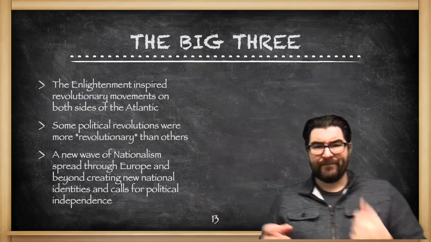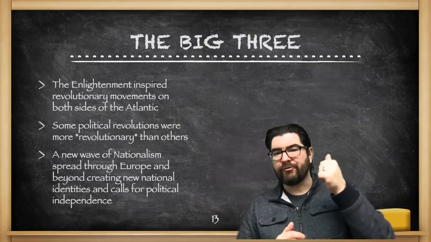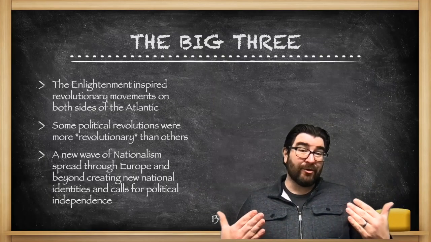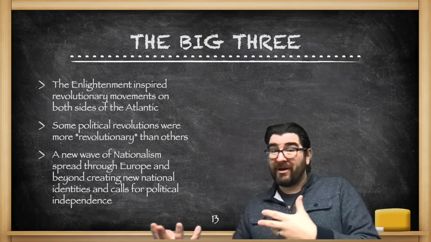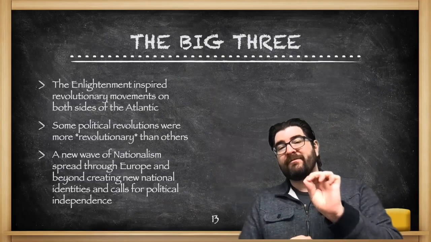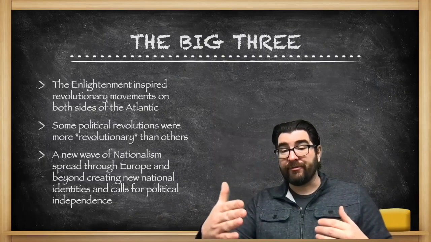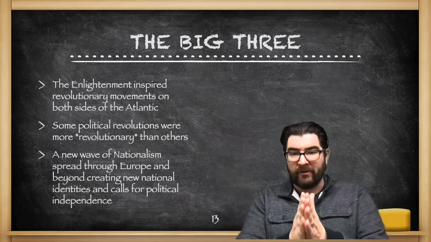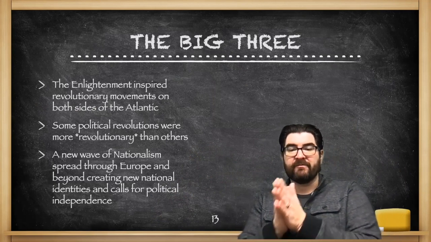So what do we got here? Enlightenment ideas inspired revolutionary movements on both sides of the Atlantic. Some political revolutions were more revolutionary than others, hat tip to Haiti. And a new wave of nationalism is going to spread through Europe and beyond that creates new national identities and calls for political independence from colonial rule.